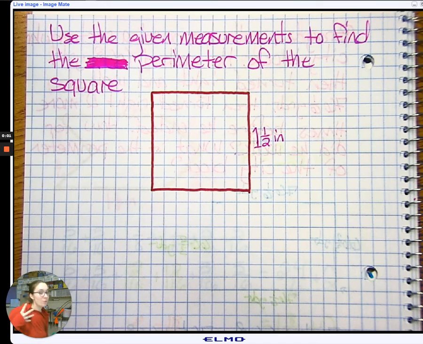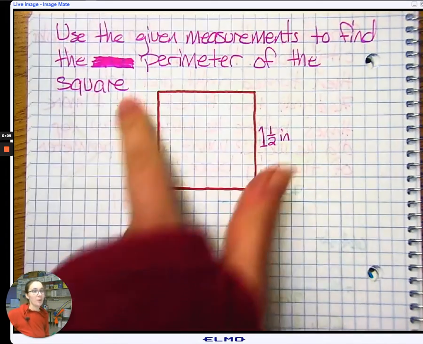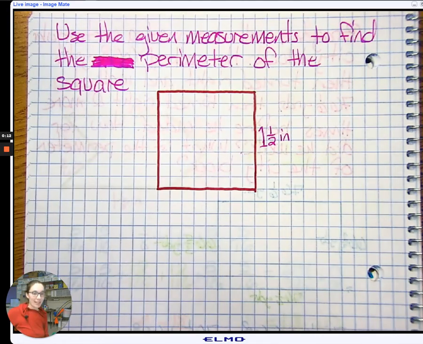This is lesson 4.5, example 3. We are using the given measurements to find the perimeter of this lovely square here. We know it's a square because they say it's a square, and also because they only gave us one measurement.